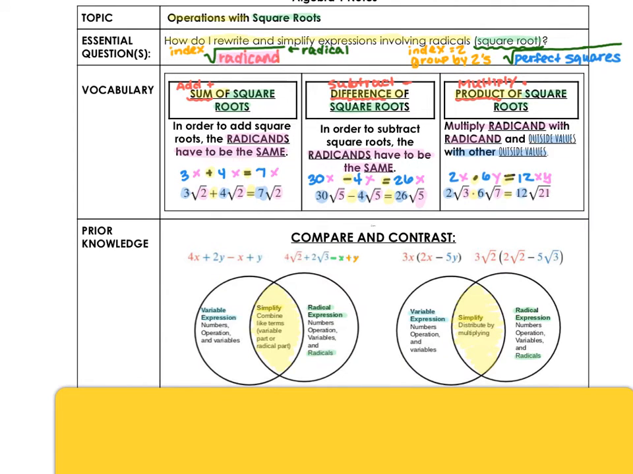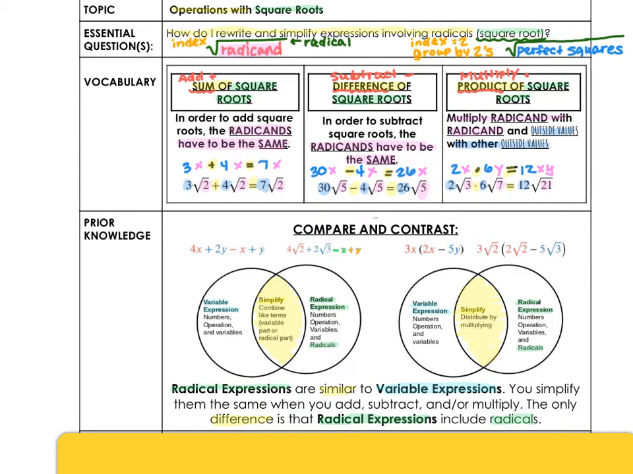Below is a Venn diagram that we can use to visualize the comparison and the difference between variable expressions and radical expressions. In the middle, where they share that section, we can see that if I were to simplify either a variable or a radical expression, I would be doing the same exact thing. So basically, the two Venn diagrams are telling us visually that radical expressions are similar to variable expressions. You simplify them the same when you add, subtract, and/or multiply. The only difference is that radical expressions include radicals.